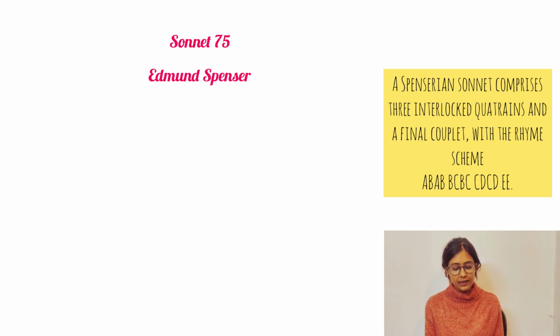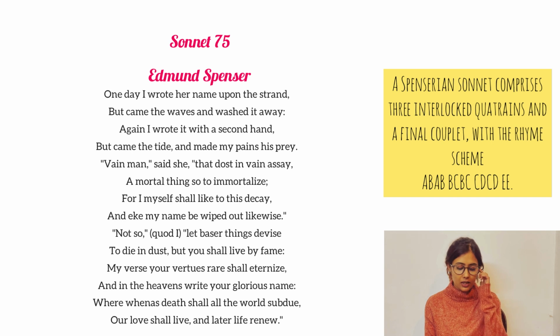So the first line ends with strand and the third line ends with hand. So strand and hand are rhyming, correct? So A A. Then the second line ends with away and the fourth line ends with pray. These are alternatively rhyming, correct? So B B. So it goes on, and in the end, in the couplet, if you see, the last 2 words are subdue and renew. These are rhyming, correct? So E E. Alright.